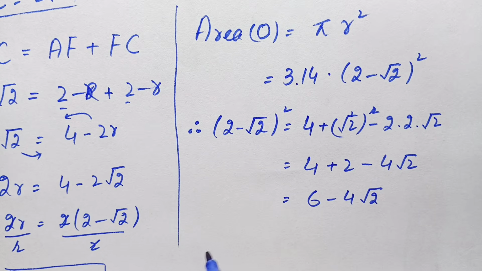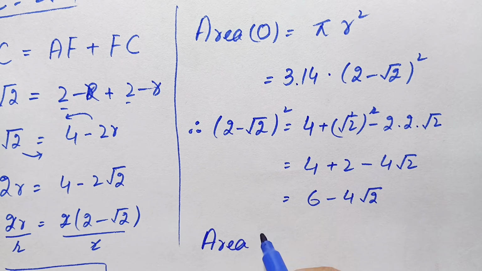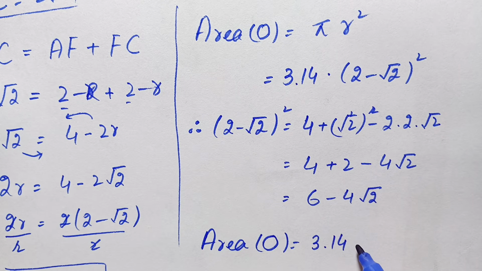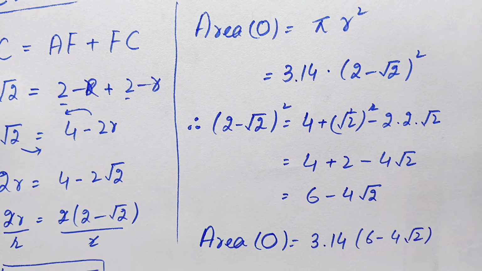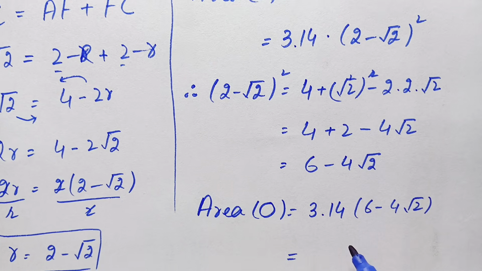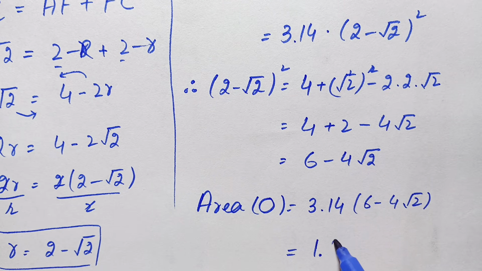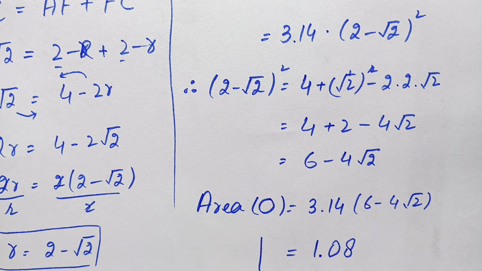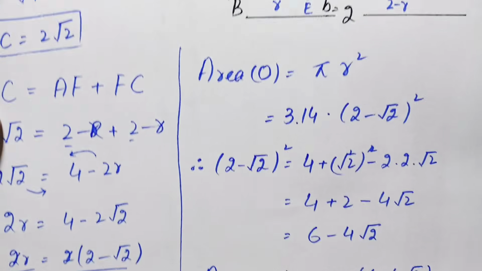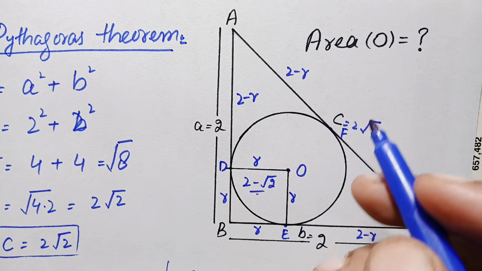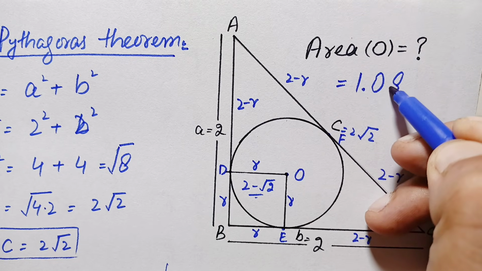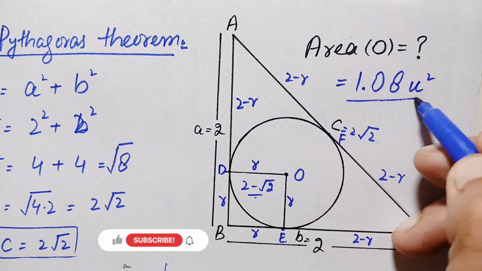So the area of this circle will become 3.14 times 6 minus 4 times square root of 2. Now after simplifying this right hand side, it gives about 1.08 unit square. So finally the area of the above circle is 1.08 unit square. Therefore we can write the area of this circle as 1.08 unit square, which is our required answer and required target.